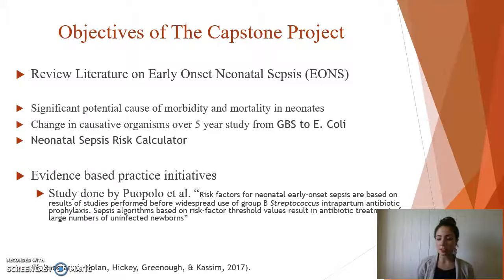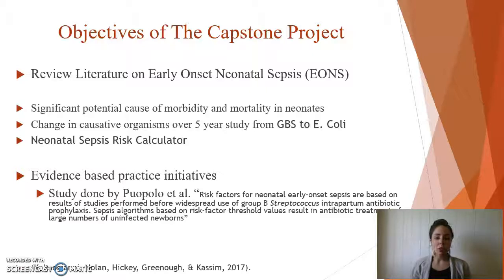So the reason this topic is important to nursing care is that early onset neonatal sepsis is a significant potential cause of morbidity and mortality in neonates. So this is a large issue for the neonatal population, and it's something that we need to find the best evidence and the best practices to be able to implement to treat these babies accurately.